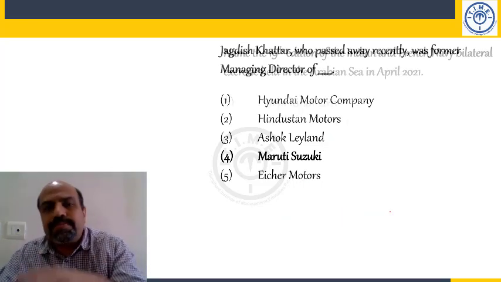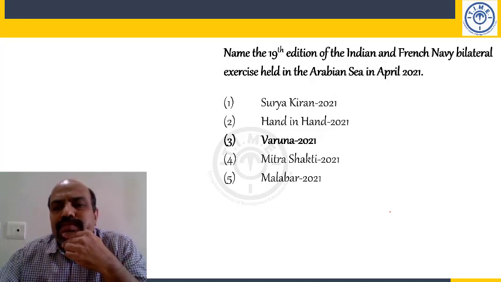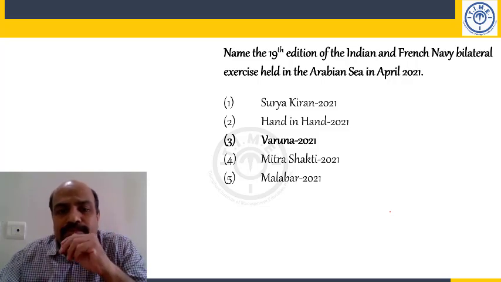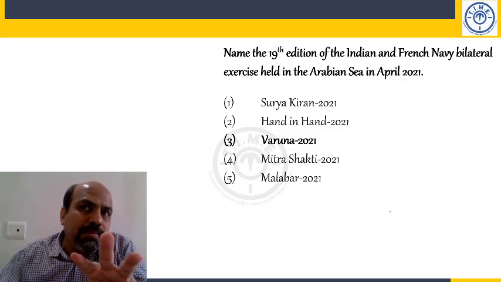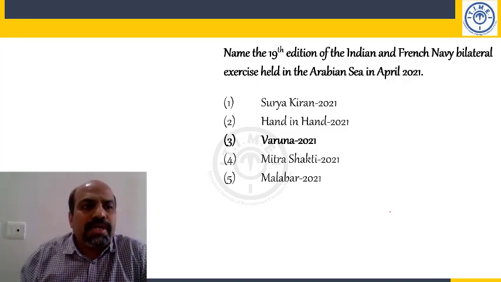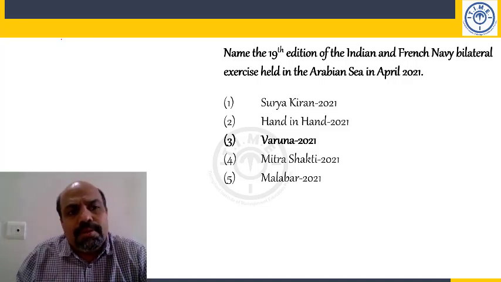Cool stuff. Name the 19th edition of the Indian and French Navy bilateral exercise held in the Arabian Sea in April 2021. Varuna. Okay, now I'll tell you the names of a few naval exercises Indian Navy has participated in with foreign navies. So you could write naval exercises of India.